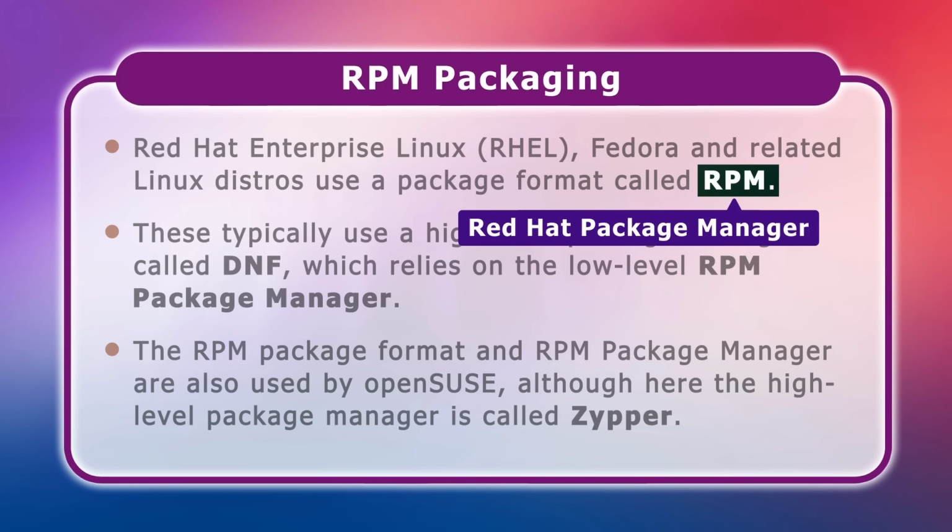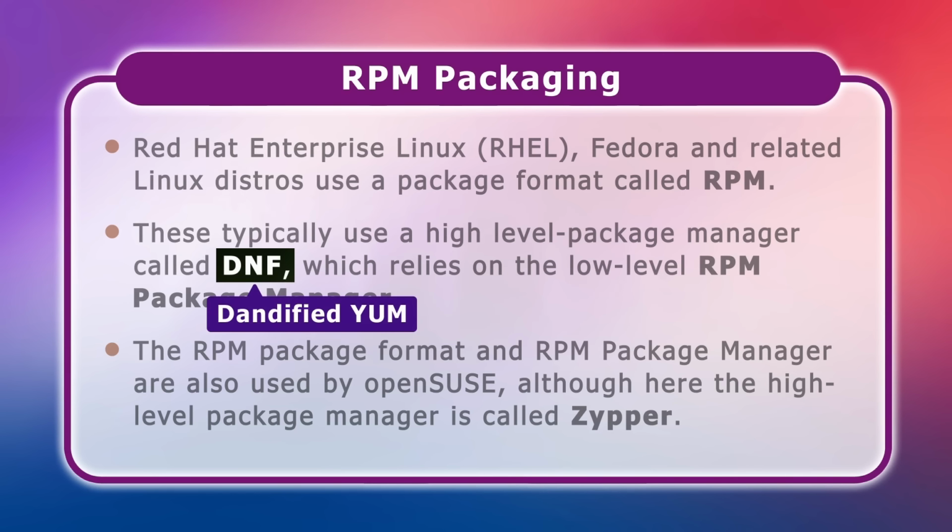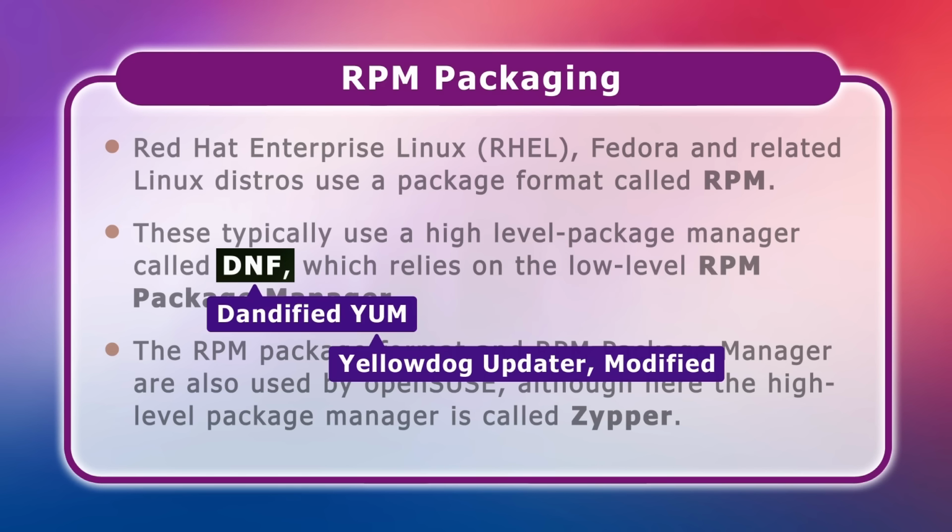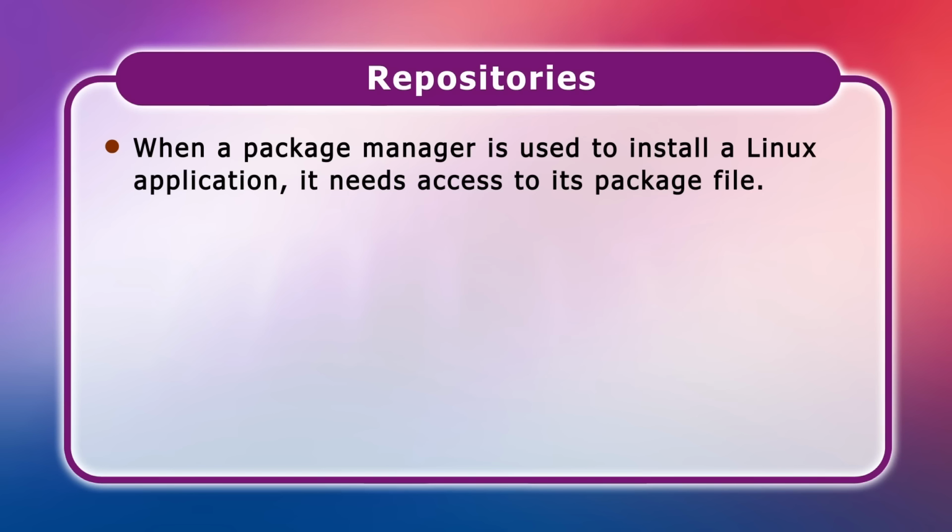RPM initially stood for Red Hat Package Manager, but has evolved into a recursive acronym. Meanwhile, DNF stands for Dandified Yum, reflecting that it's a modern version of an older tool called Yum, or the Yellow Dog Updater Modified.